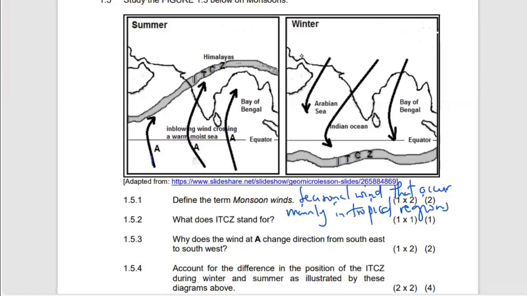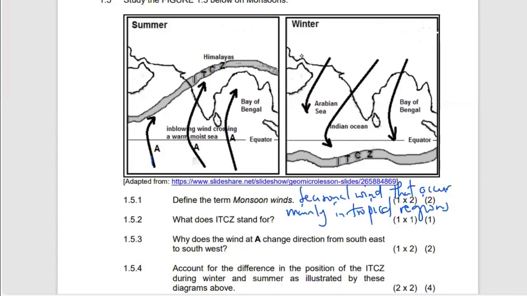It's a seasonal wind. It's a regional wind, rather, which is specific to a given region. And we say the region is mainly the tropical region. And how does it operate in relation to seasons? The wind changes direction according to changes in seasons. At one particular season, it's going to the north, and in another season, it's going to the south. That is typical of a monsoon wind.